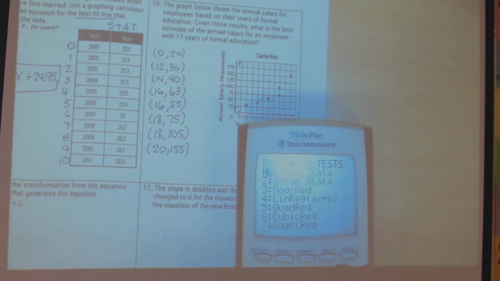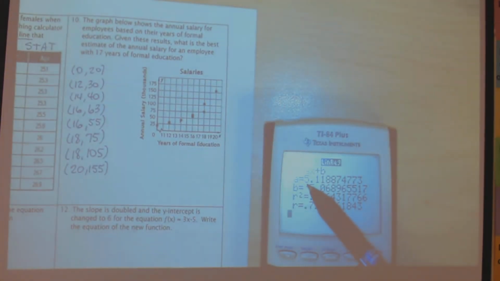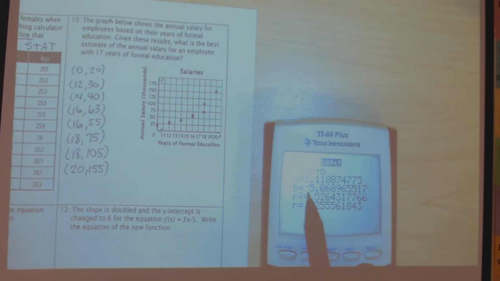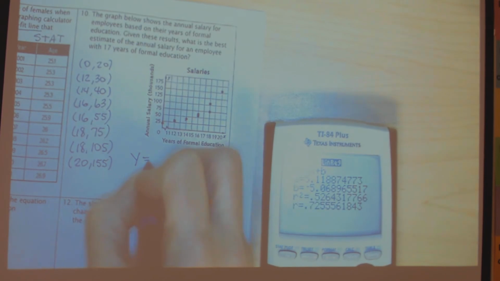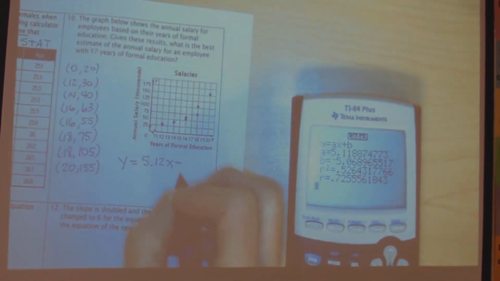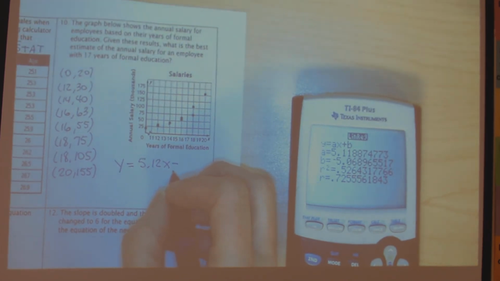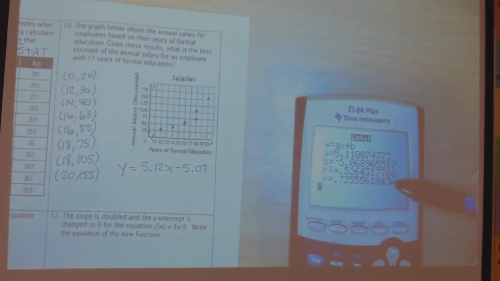So the first thing I need to do is calculate what that equation is going to be. And here we have a slope of 5.12 and a y-intercept of negative 5.07. So I'm going to write that down. Y equals 5.12x minus 5.07. Notice that the correlation coefficient is closer to 1 than it is to 0. It's definitely bigger than a half, so this would be a strong positive correlation.